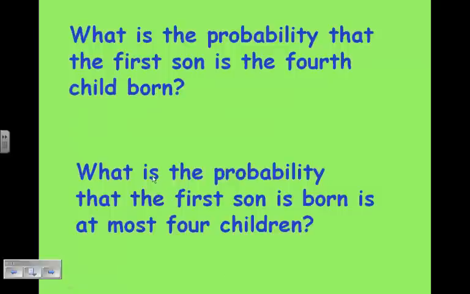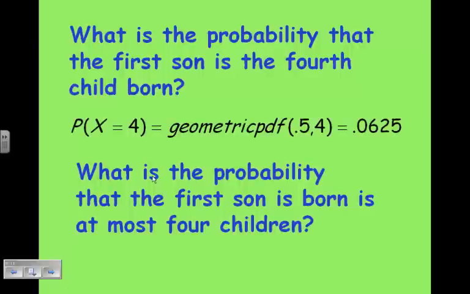So now, what's the probability that the first son is the 4th child born? Right, here's how we set this up. Notice the notation once again. The probability at x equals 4, we want to write that probability statement, would equal the geometric PDF, because we want to know exactly the probability at 4. Probability of boy versus girl is 0.5. We want it 4, so we would use our formula there.